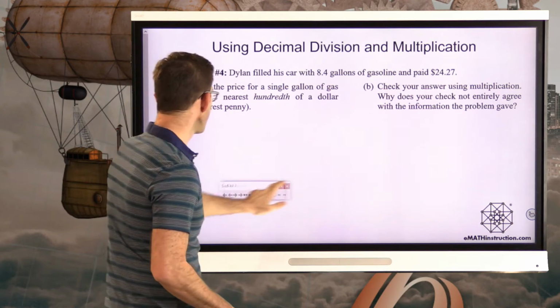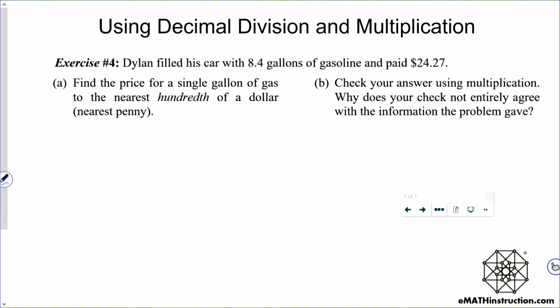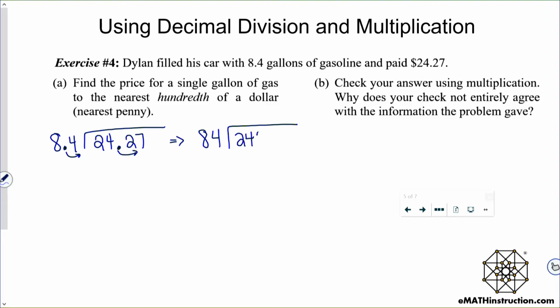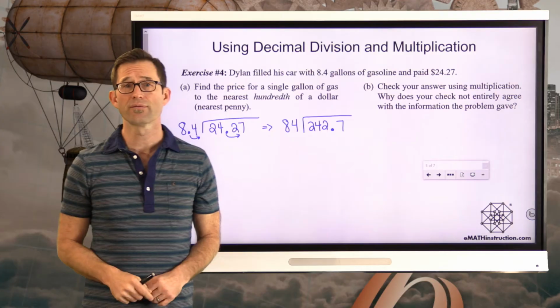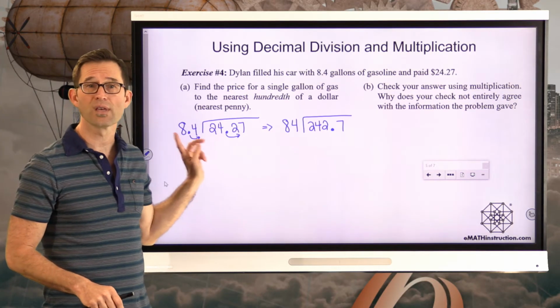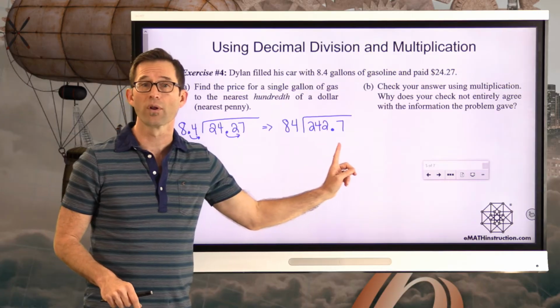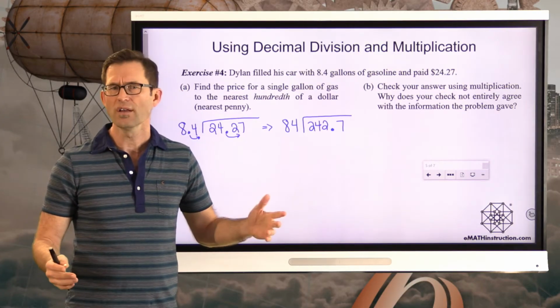So let's write that down first. Actually, let me move this a little bit further. So we want to divide 24.27 by 8.4. Now, I'm going to change that by moving the decimal place on the 8.4 1 unit to the right, so that I'm now doing 84 divided into 242.7. Right? So simple enough, right? I started with 24.27 divided by 8.4. I'm going to change that into 242.7 divided by 84. So it seems pretty easy, right?